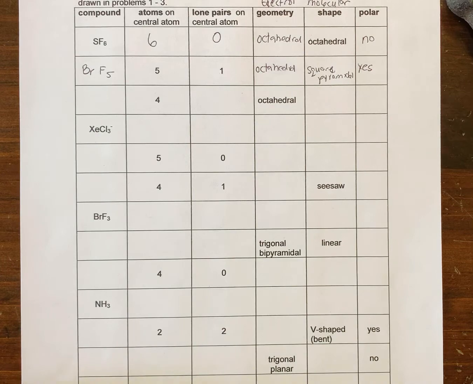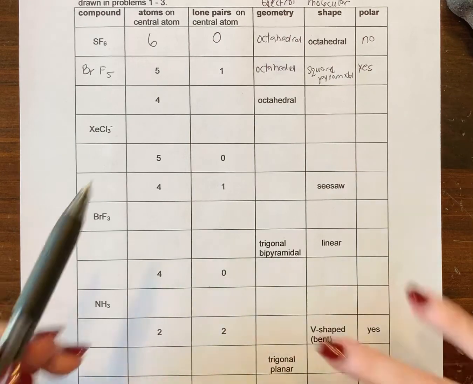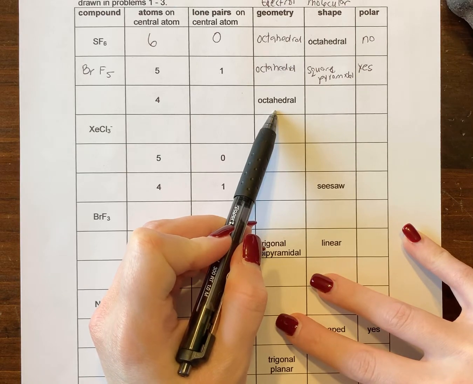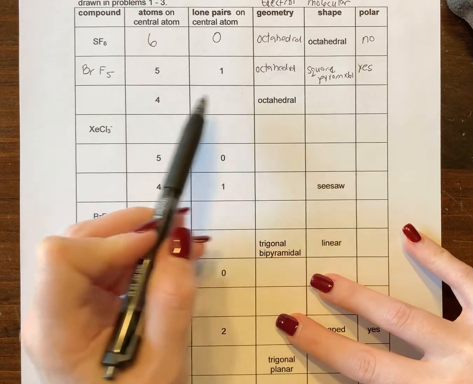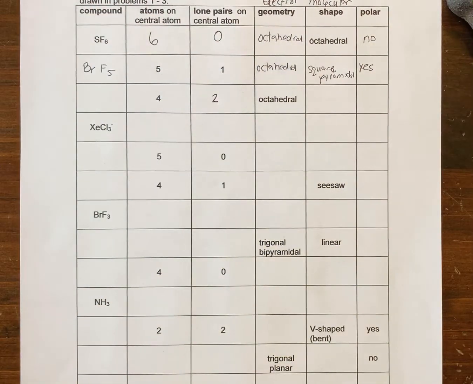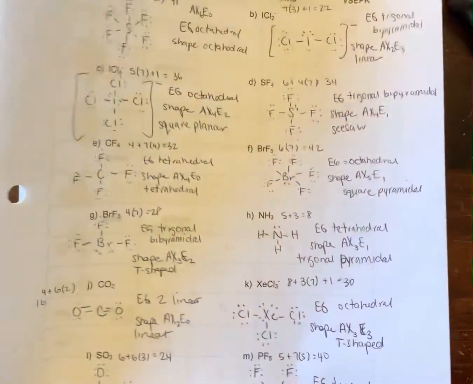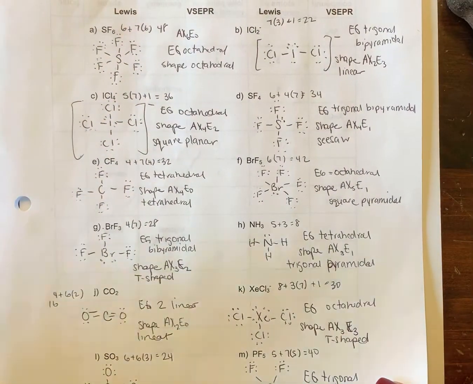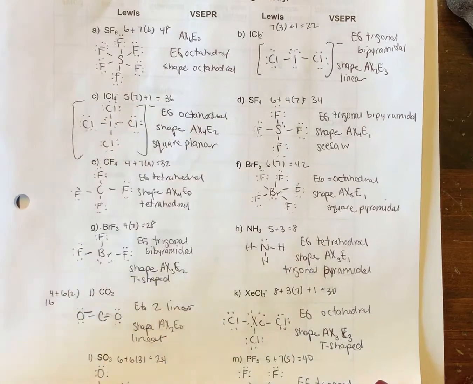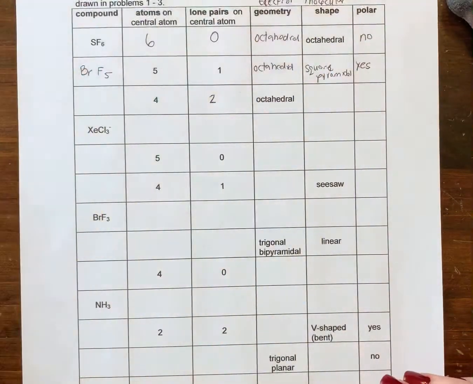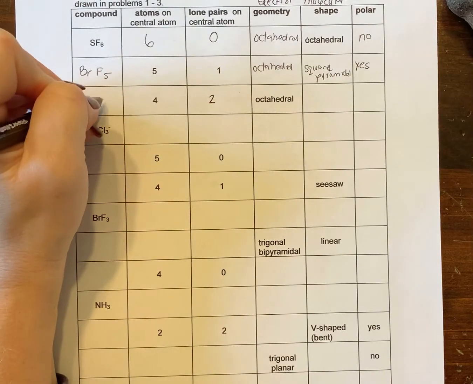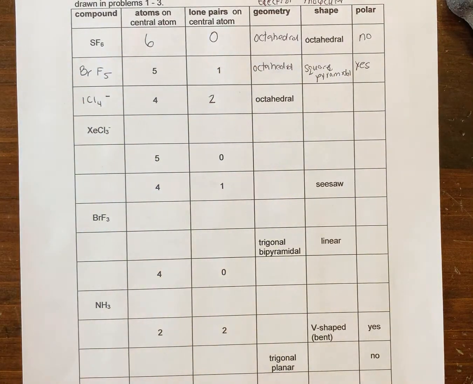All right, now we're going to be looking for this one. It tells us it's octahedral geometry, so that means there's a total of 6 groups. 4 of them are bonded, which means 2 of them have to be lone pairs. So let's see if we can find that one. So here we go, 4 bonded, 2 lone pairs. This is ICl4 minus. ICl4 minus 1. So this is octahedral.